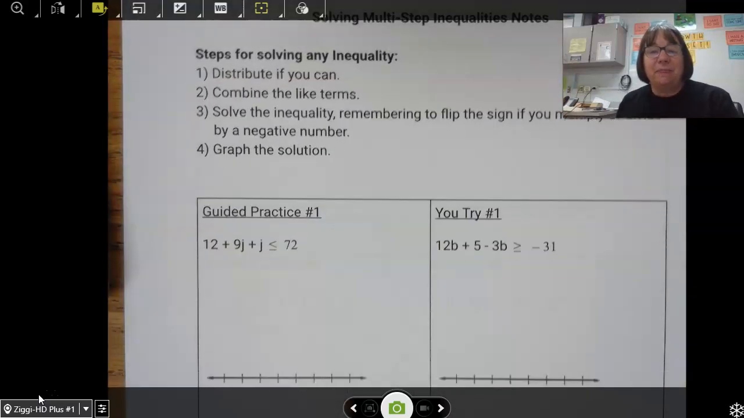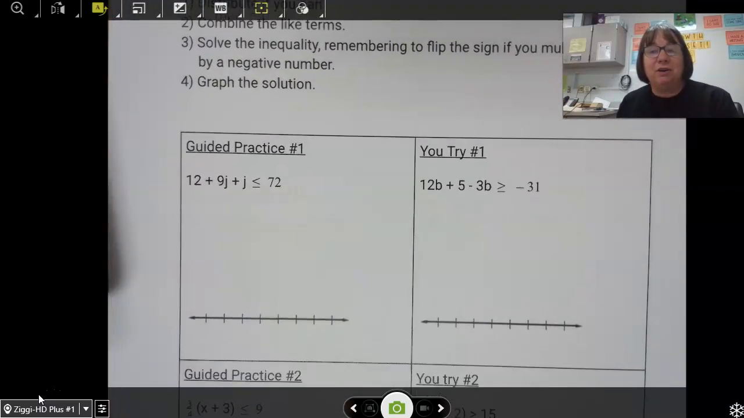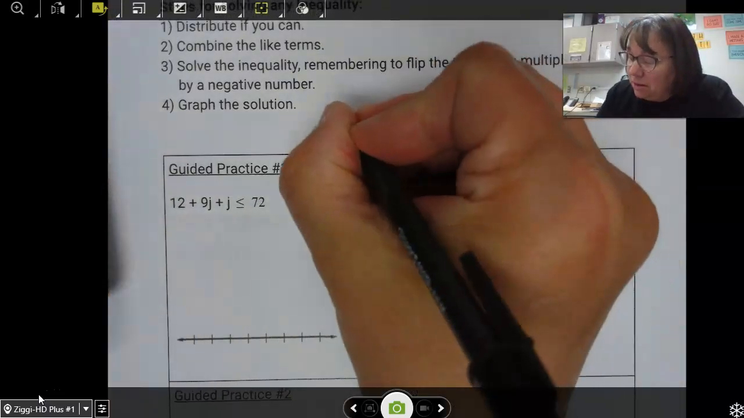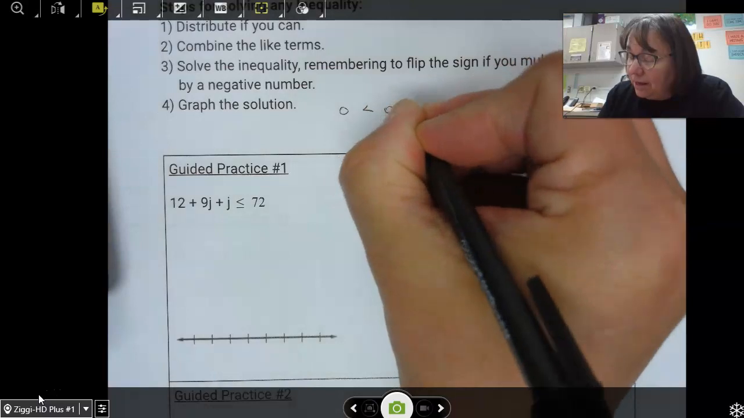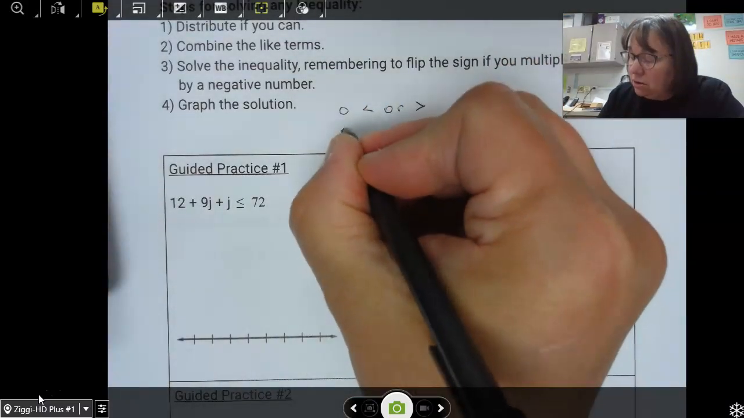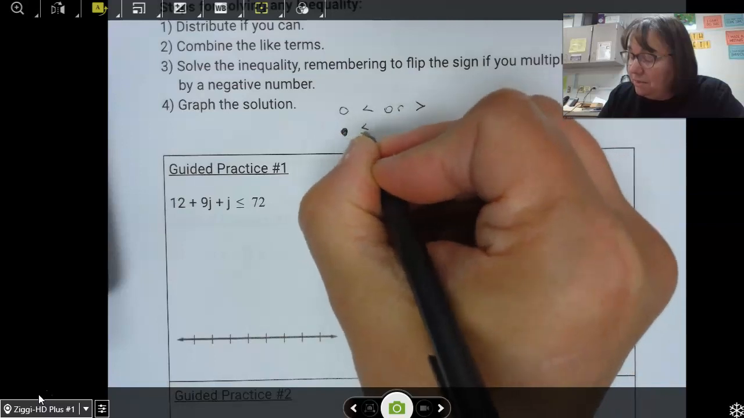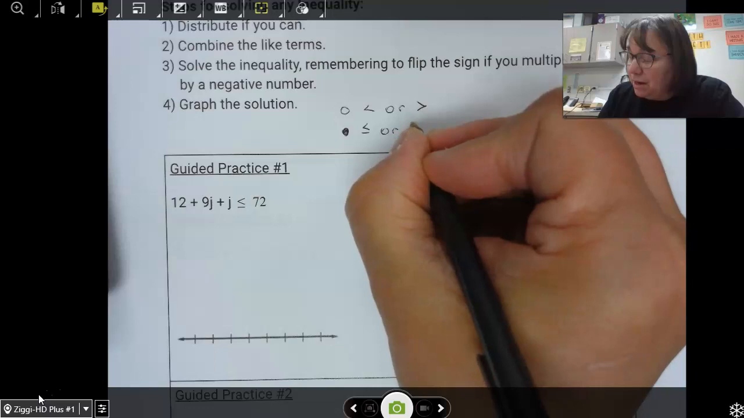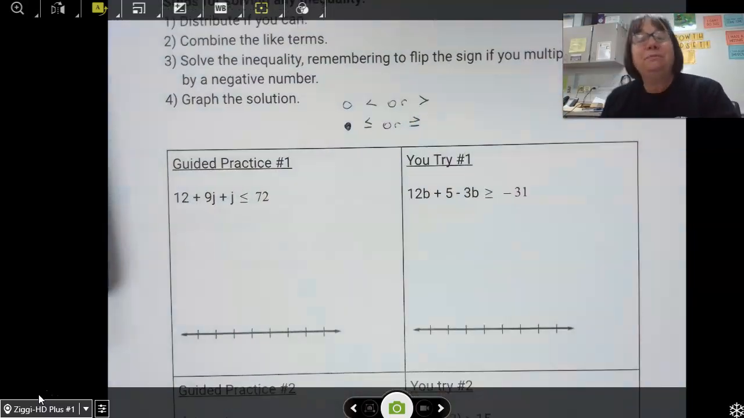And by now you've already covered the graphing, knowing that we use an open circle if it's less than or greater than. You may just want to take these notes so you have it. Or a closed circle if we're going to include the number, because we have less than or equal to, or greater than or equal to.